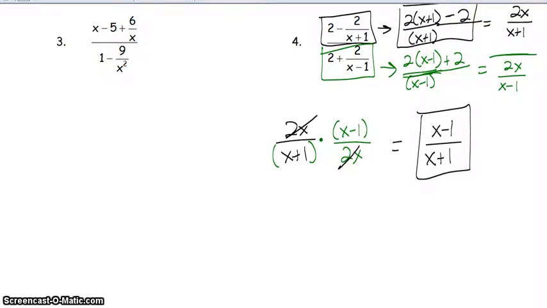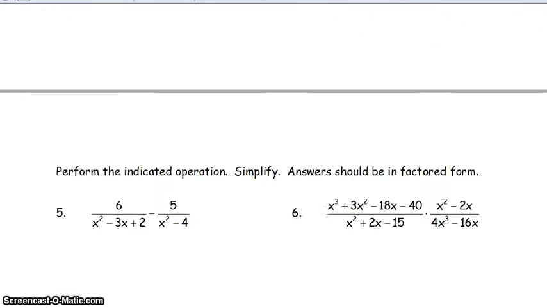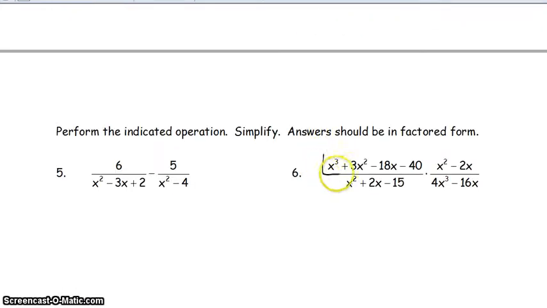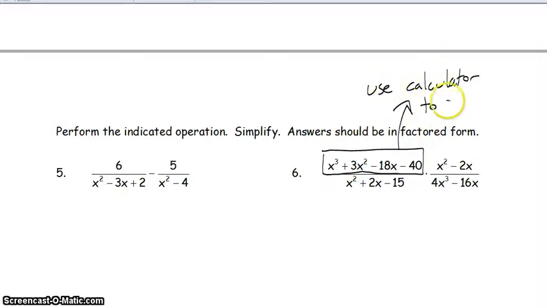I'm going to go to number 6 just to mention something real quick. Remember, we learned this last semester. That does not factor by grouping. Even if you try really hard, it doesn't work. You need to use your calculator to find the zeros. Oops, can't spell today. To find the zeros.